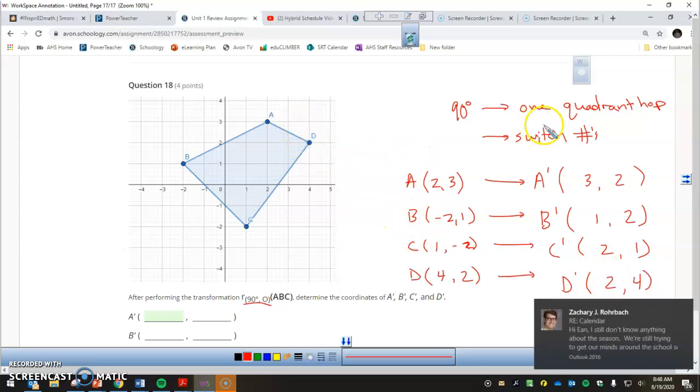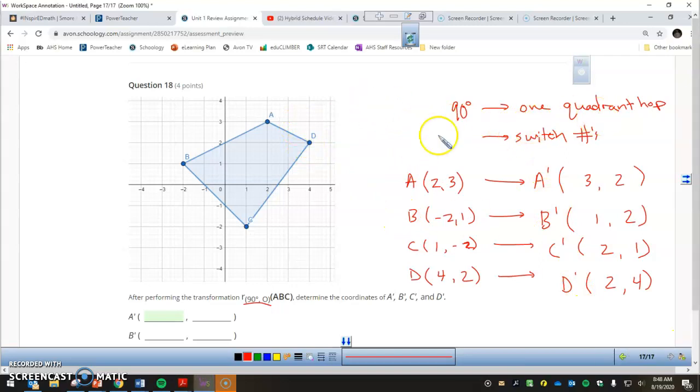Then 90 degrees is one quadrant hop. So for A, again, we're going counterclockwise always, unless they had a negative 90 or something in here. Since it's positive, we're going counterclockwise. So with A, I would go left one quadrant because it's 90 degrees. So if I end up in this quadrant right here, my x's are negative and my y's are positive because this is left and up, negative, positive. So it'll be negative x, positive y, so that one's done.